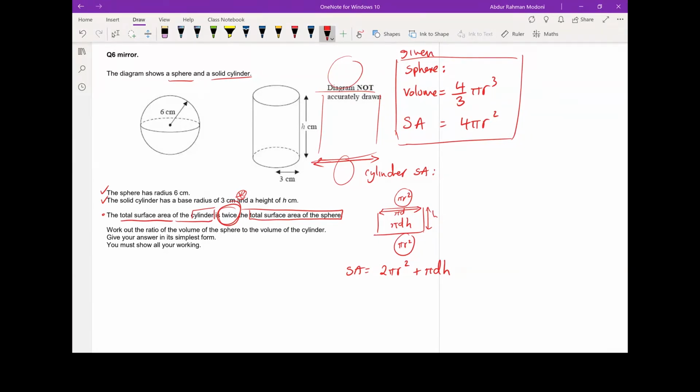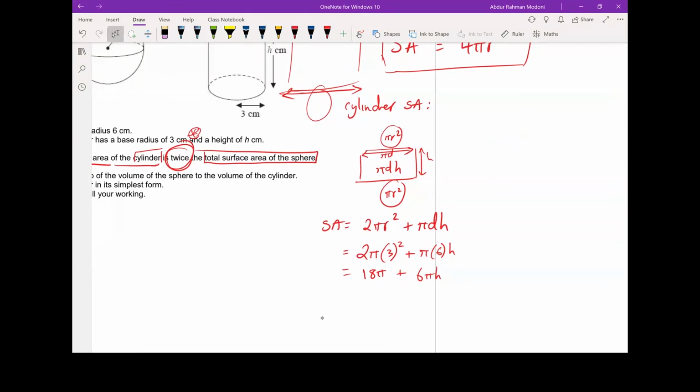And so then let's use the information that we're given. We're given the radius for the cylinder, so 2 pi times 3 squared, use brackets, plus pi, diameter is twice the radius, so pi 6h. So this gives me 9 times 2, which is 18 pi plus 6 pi h. Now notice here, 18 pi and 6 pi h, one of them has h in it, so they're different terms. That means you cannot add them together and write down 24 pi h, which is a common mistake made by students. So you'd have to leave it as it is.